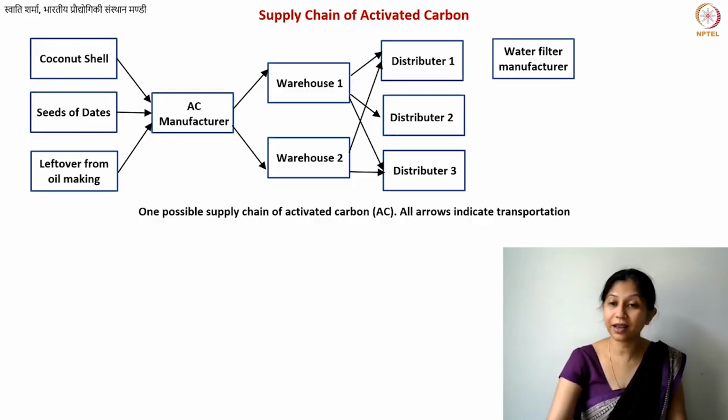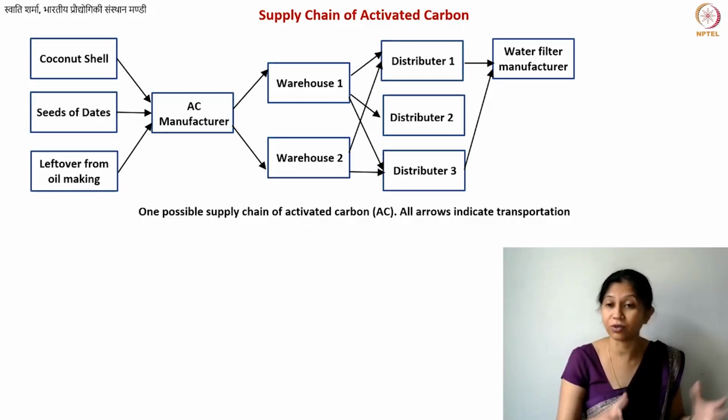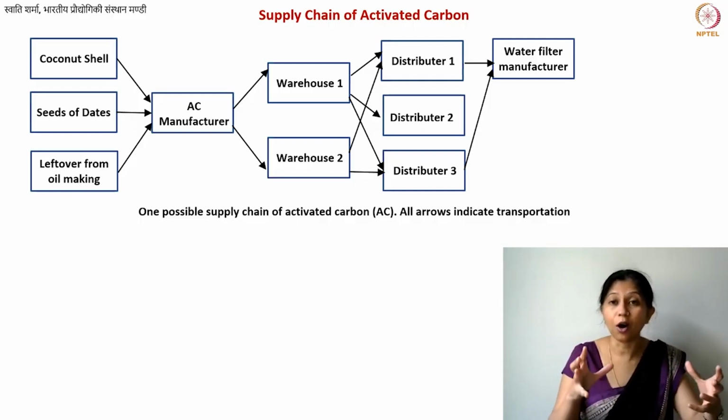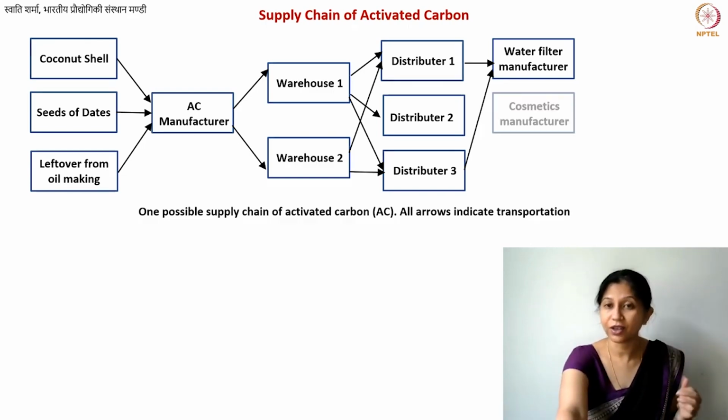So let's say there is a water filter manufacturing company, and they definitely require activated carbon, and they buy it from you. Maybe distributor 1 and distributor 3 are selling it. Why not distributor 2? Maybe because of the location of the warehouse, maybe because of the location of the water filter manufacturer. So maybe for some reasons it's these 2 distributors that send it to your manufacturer.